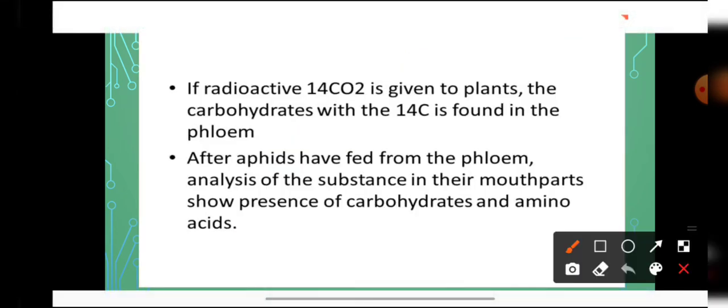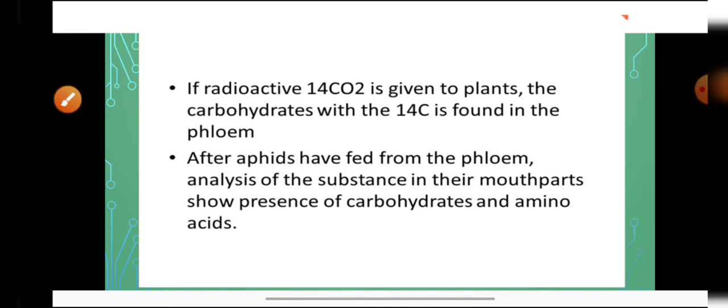Now students, another experiment is this: if radioactive carbon dioxide is given to the plants, then carbohydrates which will be formed within the plant body will also become radioactive. And these radioactive carbohydrates are moving within the phloem. If they are moving through the phloem, then radioactivity will be detected in the phloem part. So if radioactivity is detected within the phloem part, it confirms that it is the phloem through which the translocation is taking place.